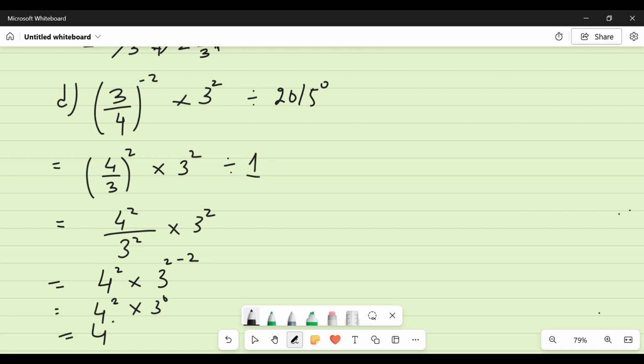So 4 to the power square into 1. So the answer is, we will solve only 4 to the power square, which gives you 16. Right? Okay. Now we will do the further questions in the next video.